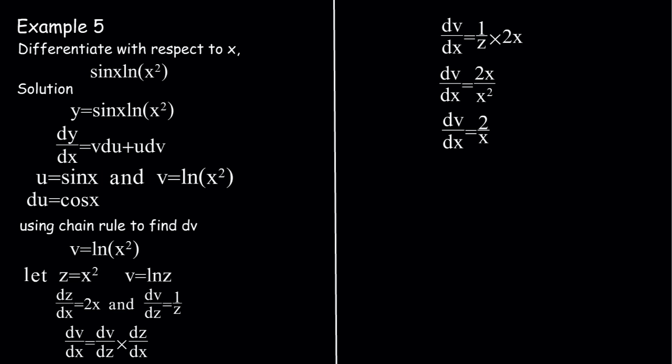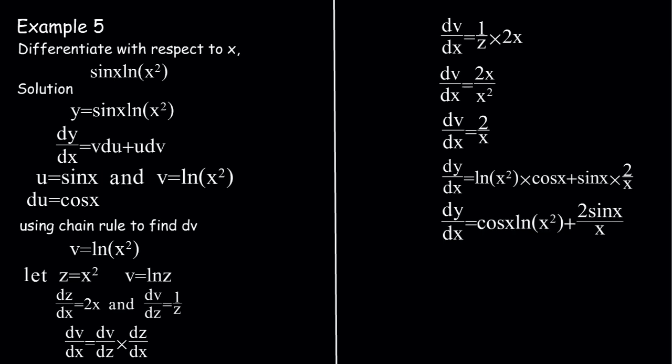Now we've gotten our du and we've also gotten our dv. Now substituting for u, v, du and dv in our original equation, dy over ds will be equal to ln in bracket s squared times cos s plus sin s times 2 over s. Therefore, multiplying out, dy over ds will be equal to cos s ln in bracket s squared plus 2 sin s divided by s.